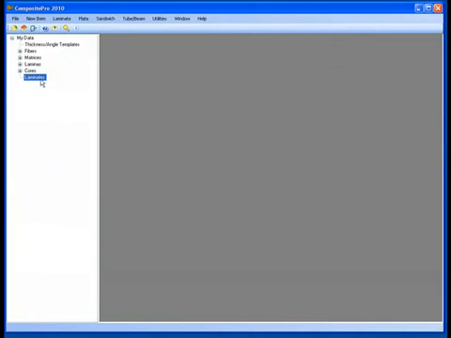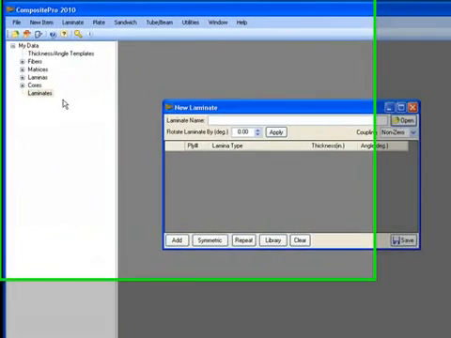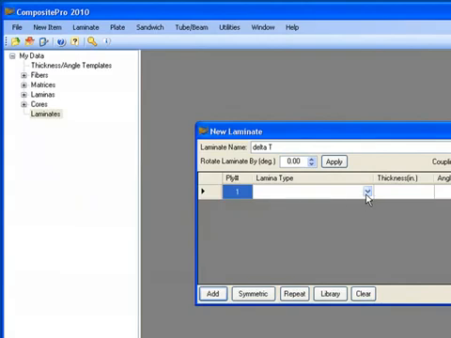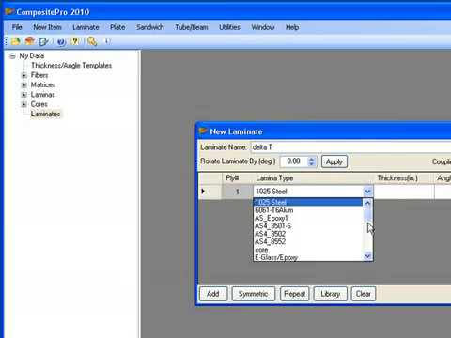Let's build our laminate. I'm going to go new laminate. We're going to call this the delta T example. Add apply. We're looking for 3501-6.